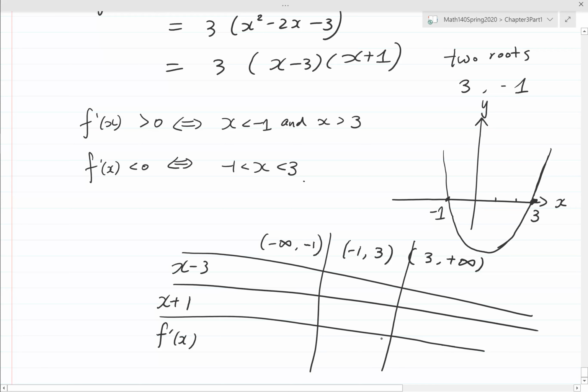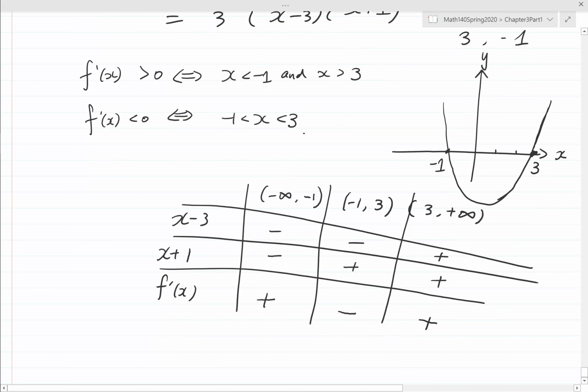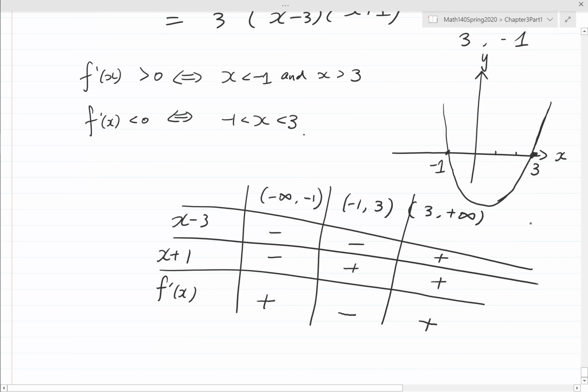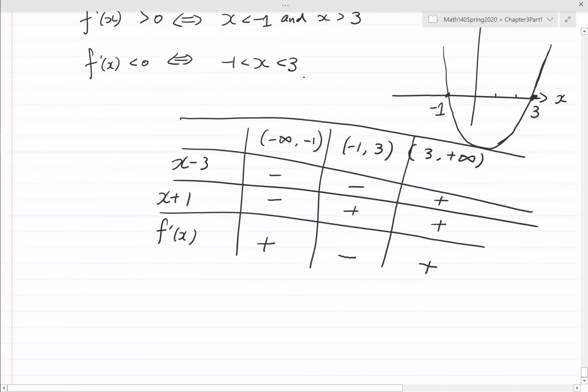You find on the first interval both factors are negative, so their product is positive. In the middle, one is negative and one is positive, so the product is negative. On the last, both are positive, so the product is positive. So you can also use this manner to find when it's positive and negative.